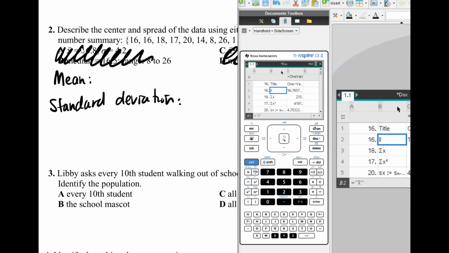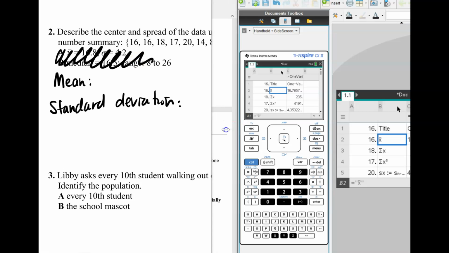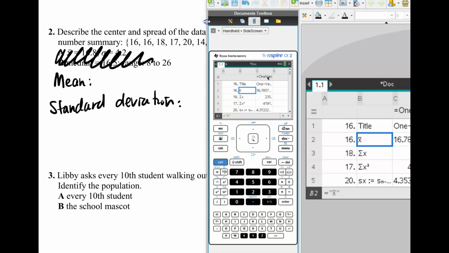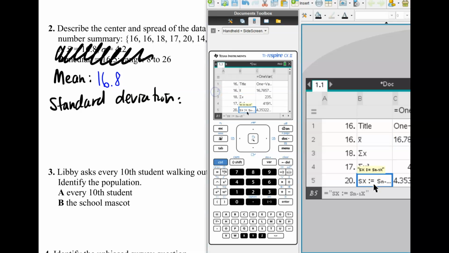All right, so I'm going to write down the mean. The mean is this X with the bar. Make it a little bigger. Okay, so you can kind of see it on the screencast. So the mean is 16 or 16 point what? 16.8. How do you know what to round to? It's always one more place than our data. Okay, ready? Standard deviation is the SX, which is right here. So it's 4.4.